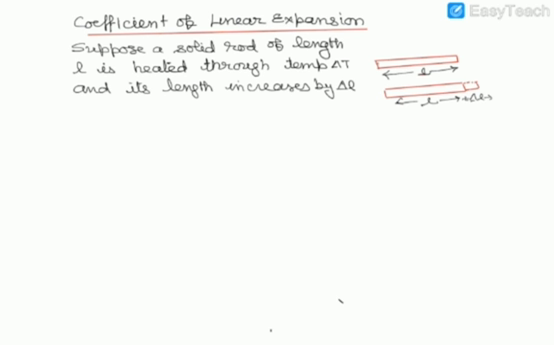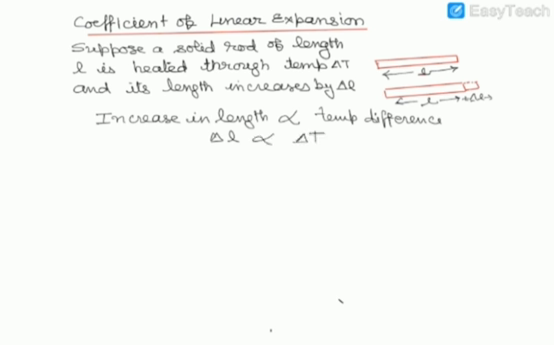Okay, then from the experiment it is found that the increase in length is directly proportional to the rise in temperature or temperature difference. So we can write delta L proportional to delta T. Now this increase in length depends on how much the length of the rod will increase.